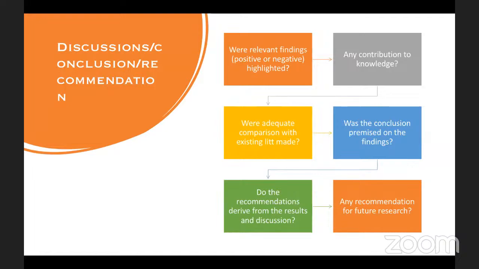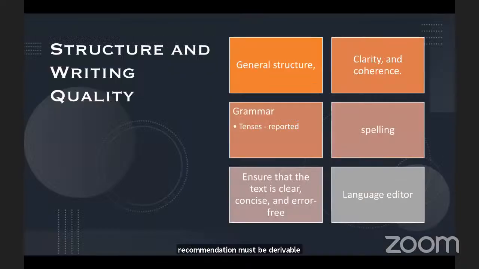And then make sure your conclusion is from your study. Your conclusion is from your study. And recommendation is from your study. You can't finish a study and then your conclusion is from something you did not do. All your conclusions and recommendations must be derivable from the findings of your study.